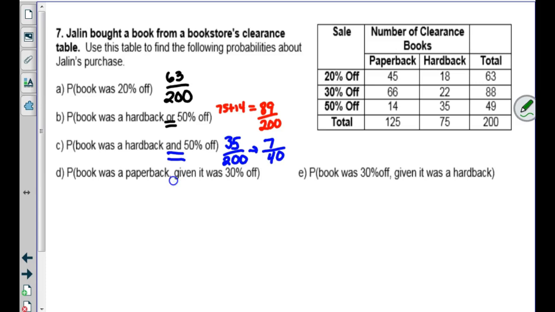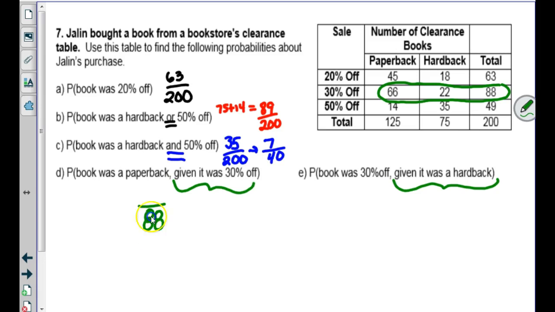Now, does anybody remember how this works when we have a given? Yes. So given it was 30% off, means we are only talking about these. So it's going to be out of 88. What's the chance it was a paperback, given it's in that category, was 66 out of 88, which would reduce to 3/4, I believe.